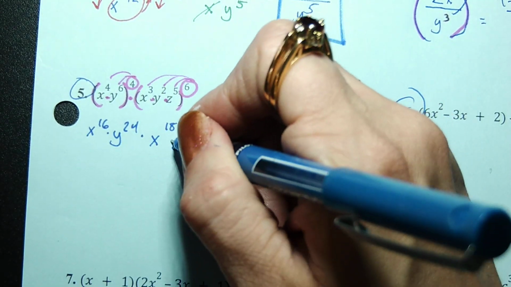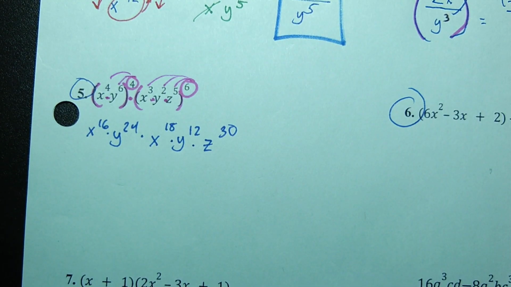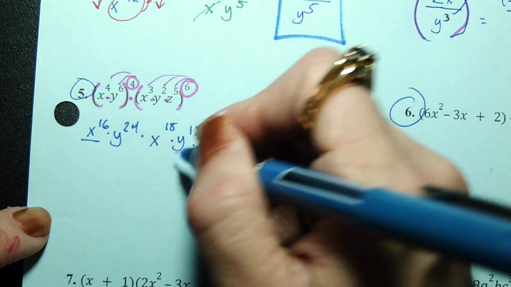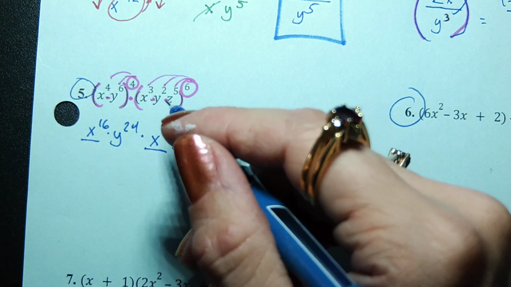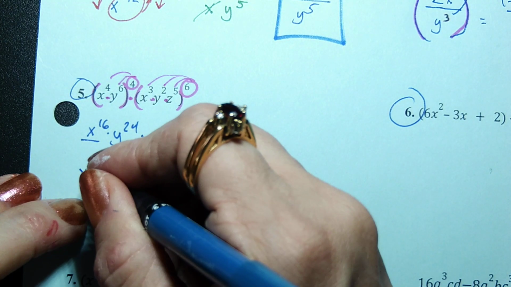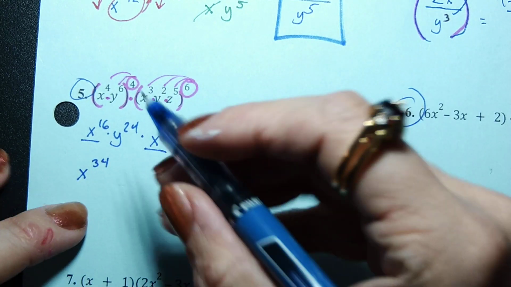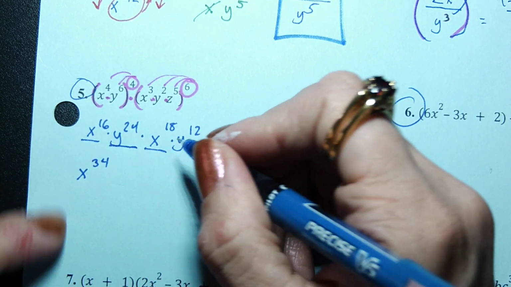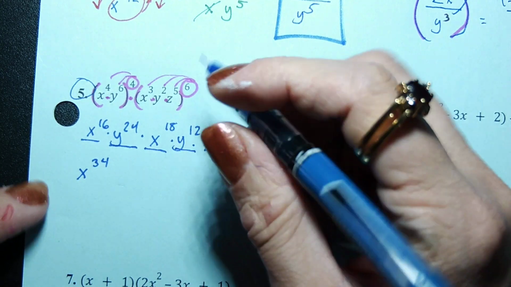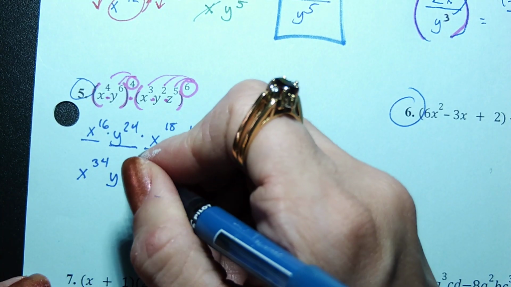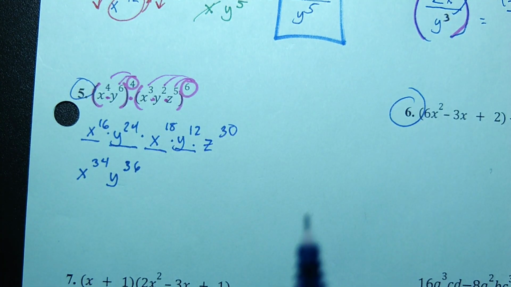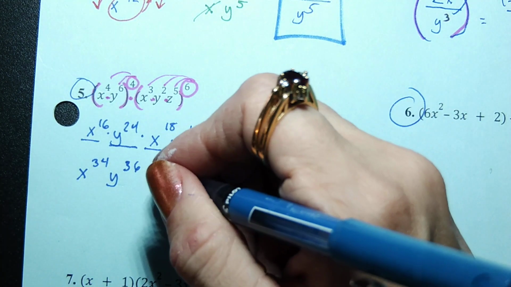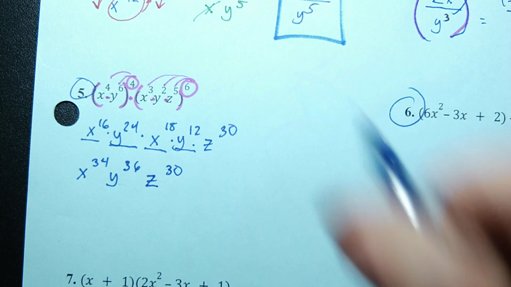Now, these are all joined by multiplication. So since we're multiplying the bases, what do we do with the powers? Add them. So x16, x18, y24, y12, 6, and then z30. Yuck.